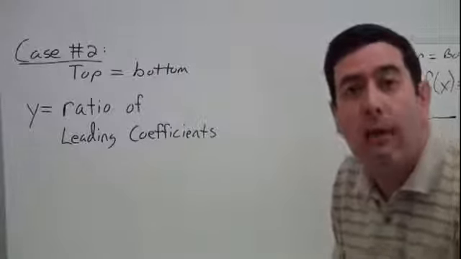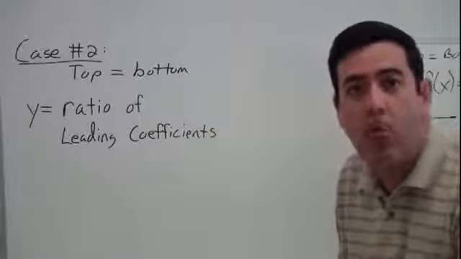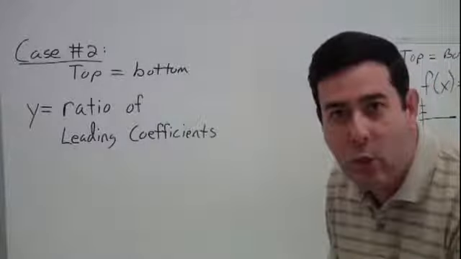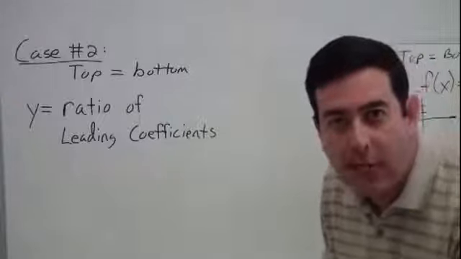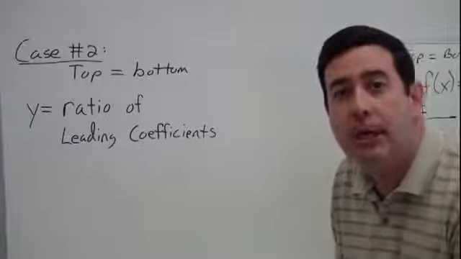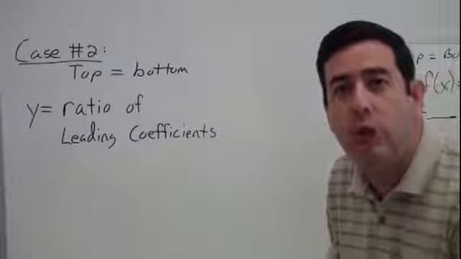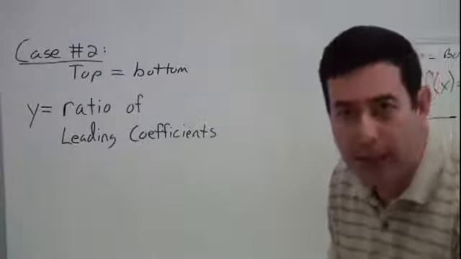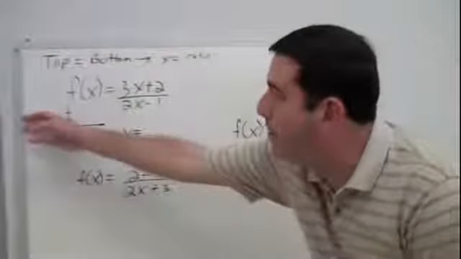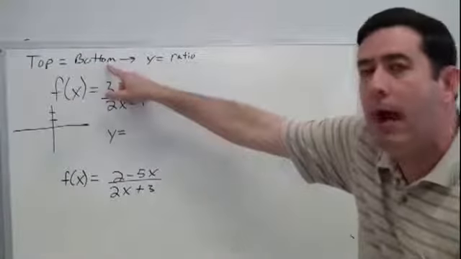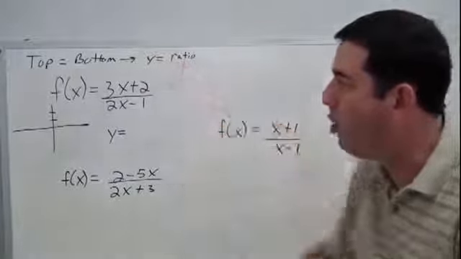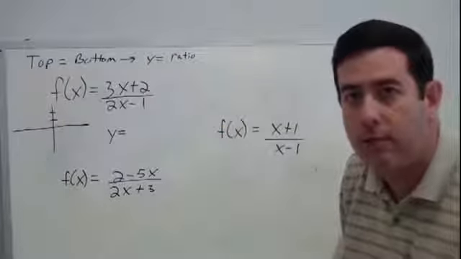If the degree on top is equal to the degree on bottom, our horizontal asymptote will be at y equals the ratio of leading coefficients. The ratio of the leading coefficients just means we'll take the leading coefficient on top and divide by the leading coefficient on bottom. So when we've got the top degree equal to the bottom degree, it's y equals the ratio of leading coefficients for our horizontal asymptote.